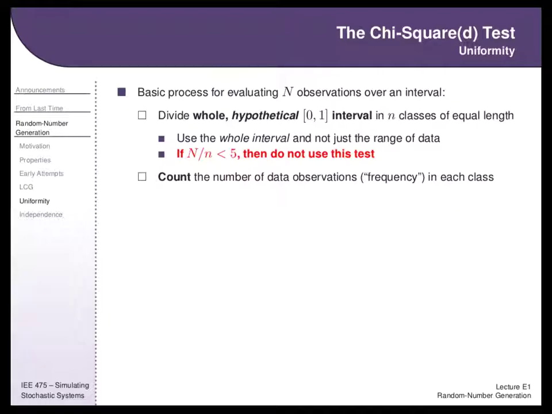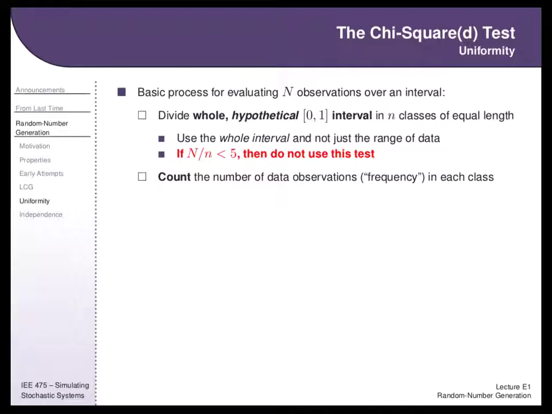I get this problem on midterms a lot. If I give people data, they'll look for the minimum value in the data, the maximum value in the data, and they'll call that their interval. But we're testing the hypothesis of uniformity across all of 0 and 1. So we divide the hypothetical interval up into those subintervals. So if I say 4 subintervals, just divide 0 to 1 into 4 subintervals.